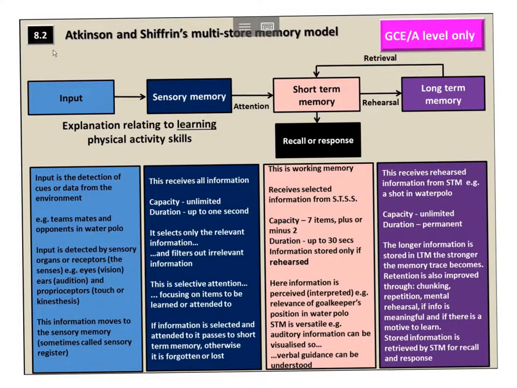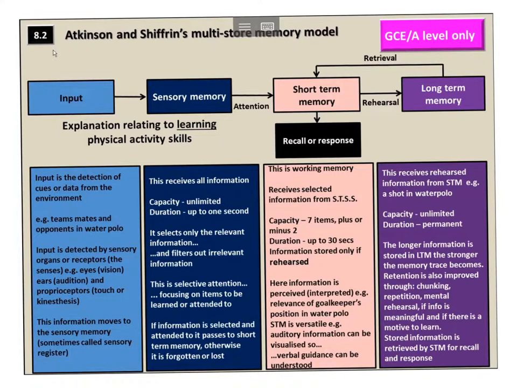Now, the way we detect things is by our sensory organs or receptors, some key words that you want to get in there. The senses that we know are eyes, vision, auditory with our ears, and proprioceptors, the touch and the kinesthesis. They're really important to understand how we pick up our input.